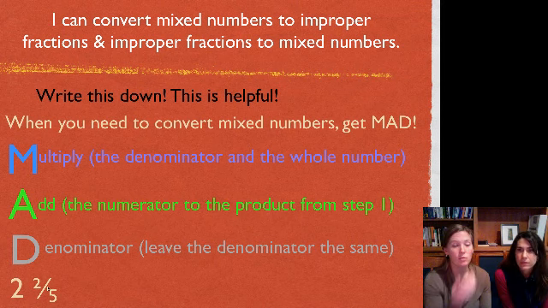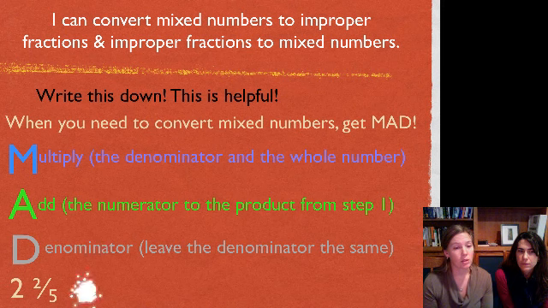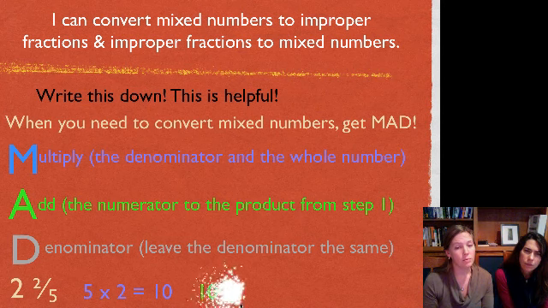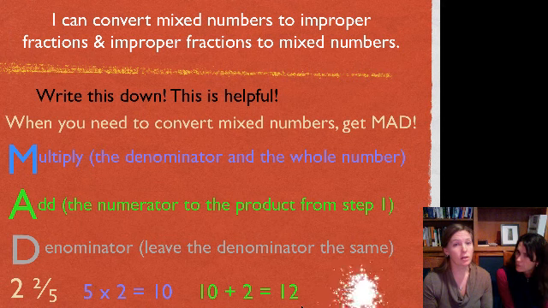If we had that 2 2/5, first step is to multiply the denominator and the whole number. So 5 times 2, which gives us 10. Then the A, add the numerator. So 10 plus 2 is 12. And then the D, leave the denominator alone. So we have 12/5. So a little shortcut for you.